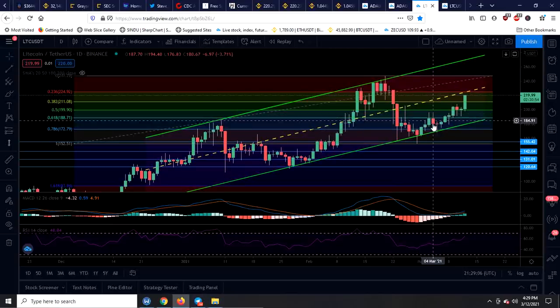Then we get this move up on this pullback. That's where I'm looking as a trader to grab. Because why? One, the parameter of the channels. Two, a higher low. And three, that's the trend. That's what you're trying to do, right? So as a trader, I'm already in this thing at 170, having a ball.